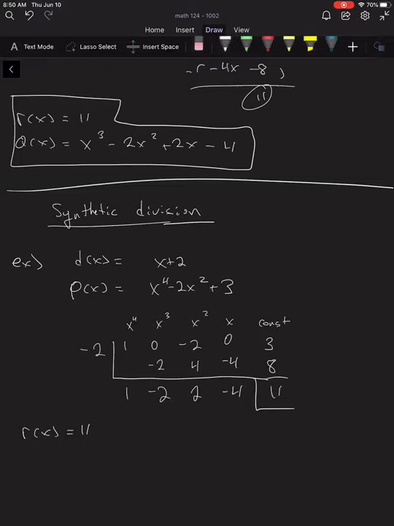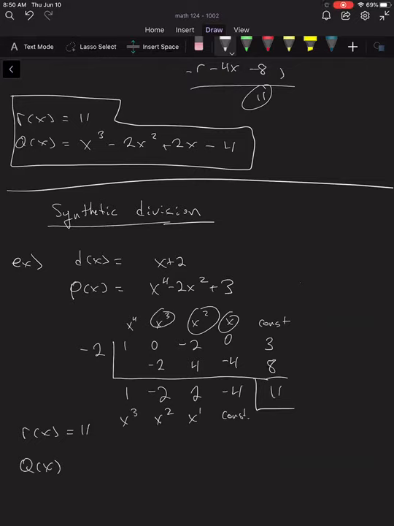And then to find our q of x, these are the coefficients of q of x, and we start with one less power than what we have up here. Since that's our x to the 4, then down here this is going to be an x to the 3. Since this is x to the 3, this is going to be x to the 2. Since this is x to the 2, that's going to be x to the 1. And then one less than that is going to be our constant.